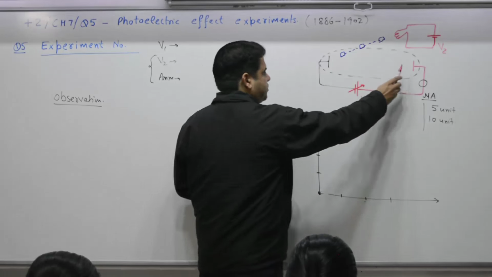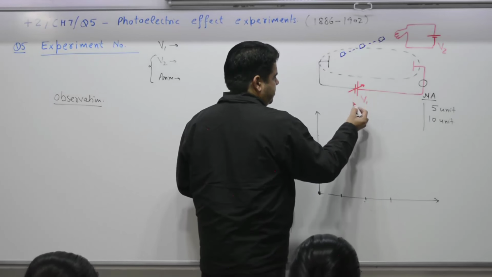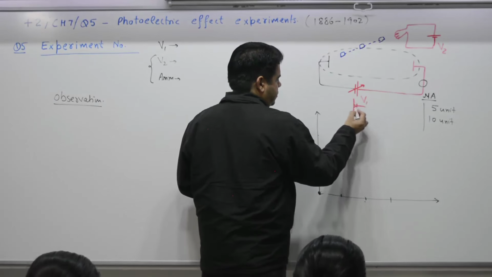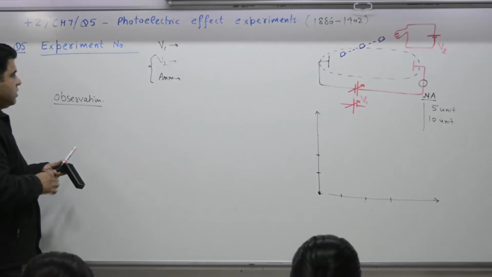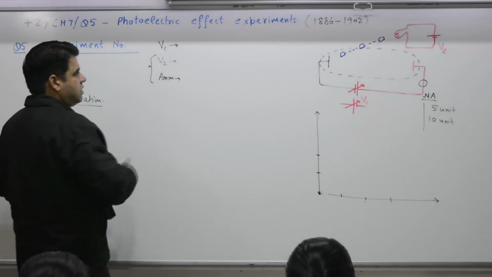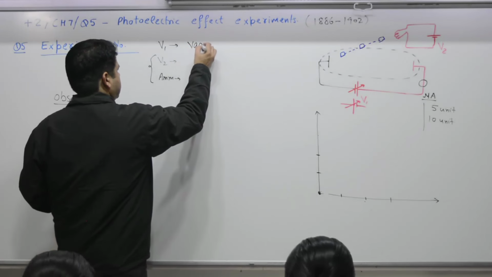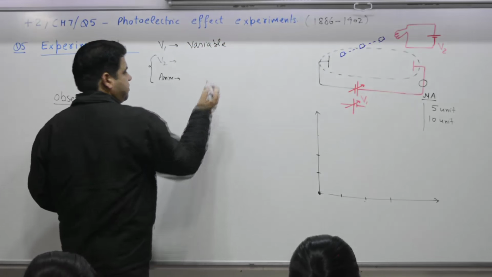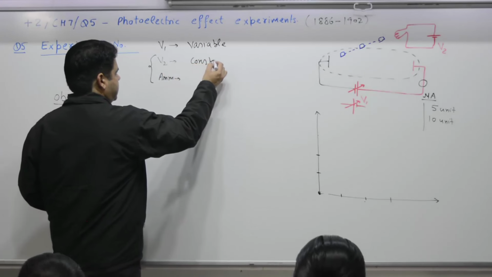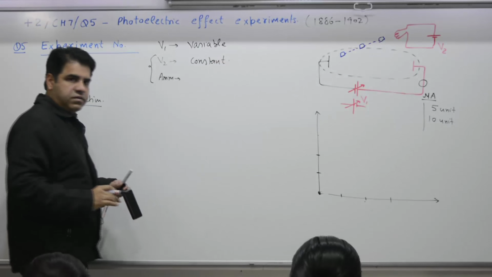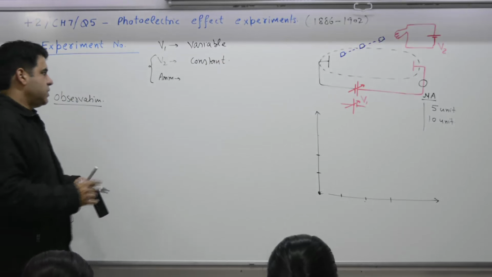We can keep this as positive, we can keep this as negative also. That means you can have this one also. It can be positive or it can be negative also. So V1 is variable. It can be positive, it can be negative. V2 is constant for one particular graph. After that, we'll change after some time.